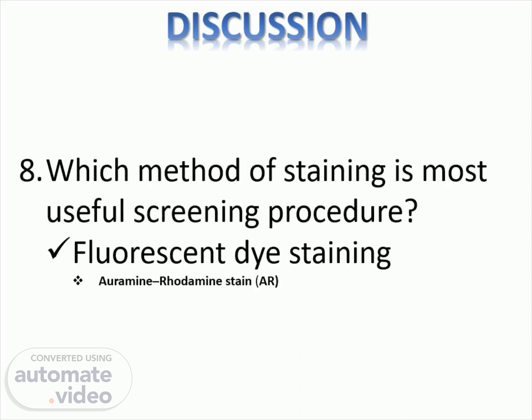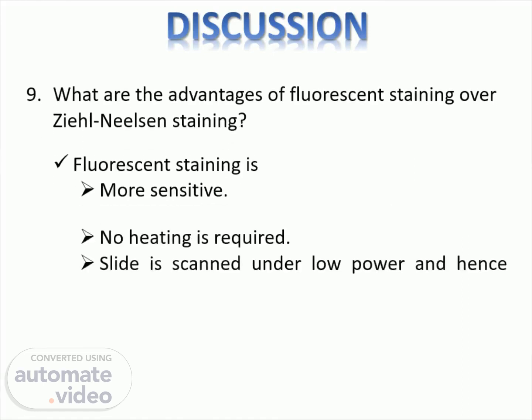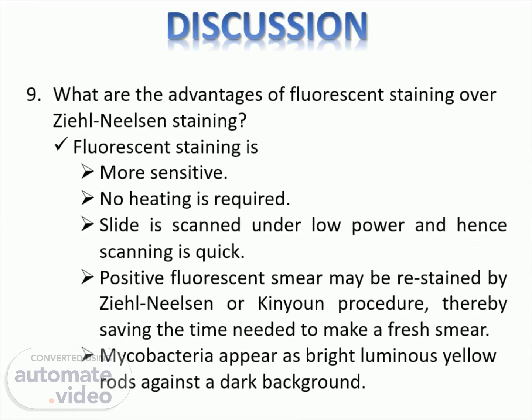Which method of staining is the most useful screening procedure? Fluorescent dye staining, the auramine-rhodamine stain, AR. What are the advantages of fluorescent staining over Ziehl-Neelsen staining? Fluorescent staining is more sensitive. No heating is required. The slide is scanned under low power and hence scanning is quick. A positive fluorescent smear may be restained by the Ziehl-Neelsen or Quignon procedure, thereby saving the time needed to make a fresh smear. Mycobacteria appear as bright luminous yellow rods against a dark background.